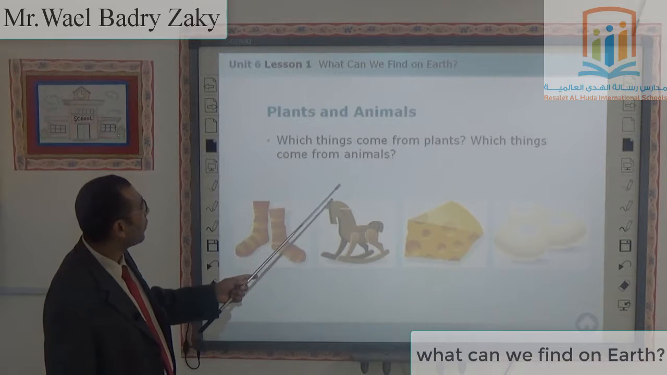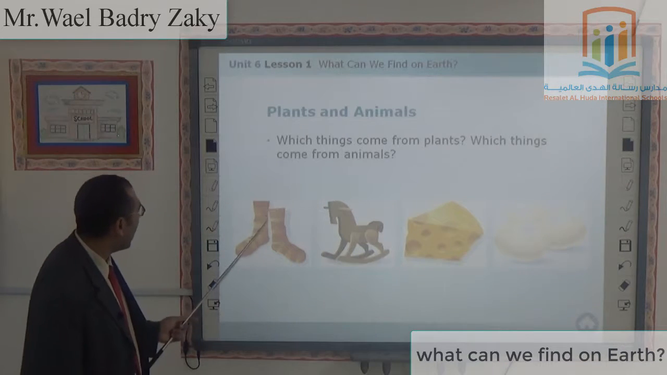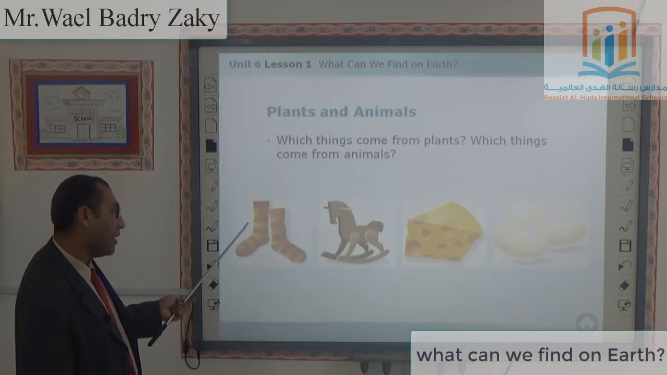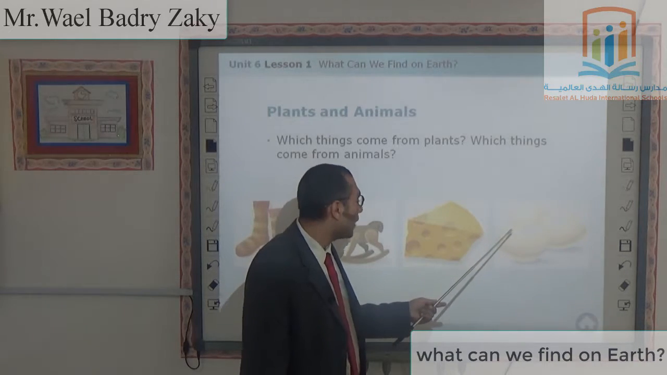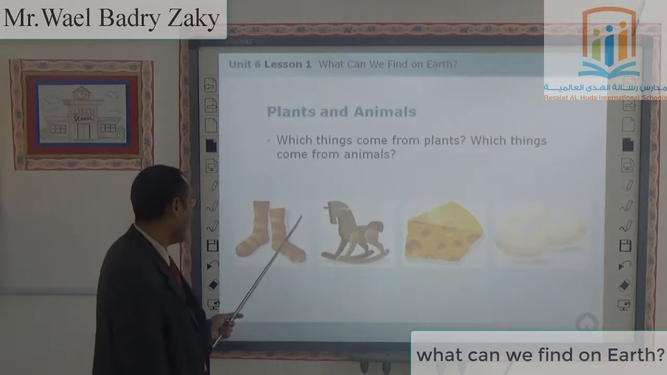Okay, which things come from plants? Which things come from animals? Socks from plants, wood from plants, cheese from animals, and eggs from animals.